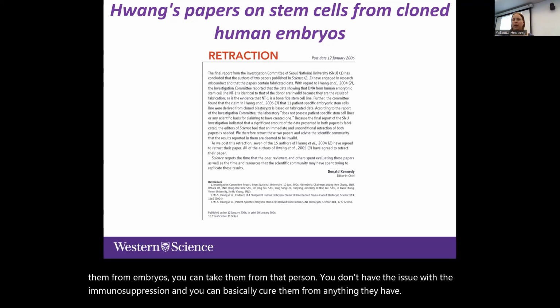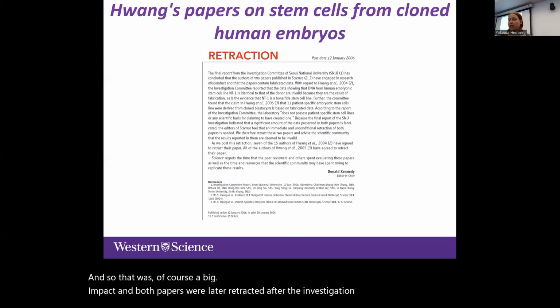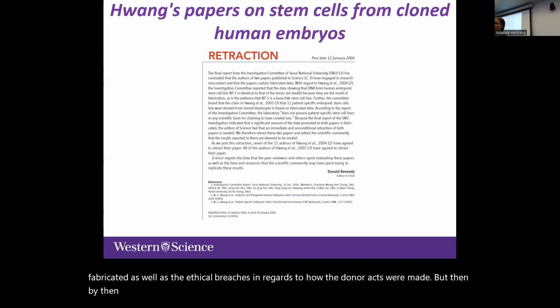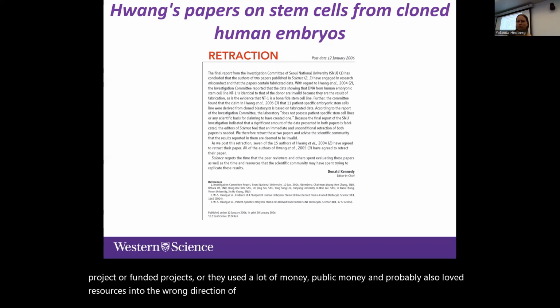So that was, of course, a big impact, and both papers were later retracted after the investigations found that data had been fabricated, as well as ethical breaches in regards to how the donor eggs were obtained. But by then, because this was such a big impact, a lot of people had already started their own funded projects, so they used a lot of public money, and probably also lab resources, in the wrong direction of research.